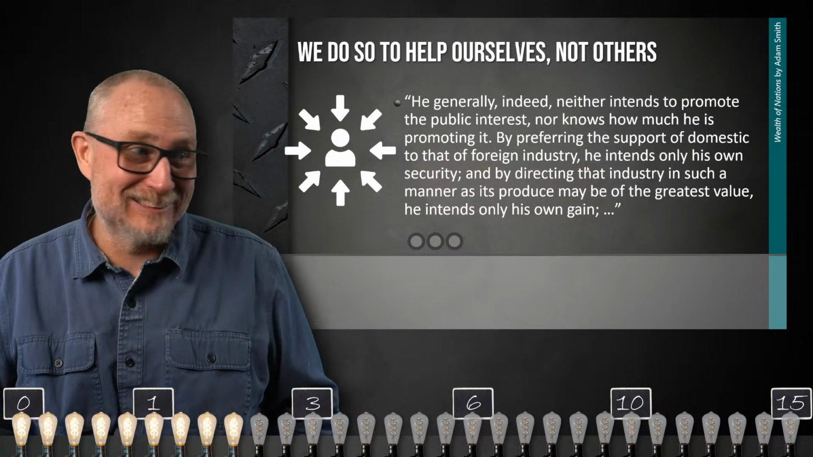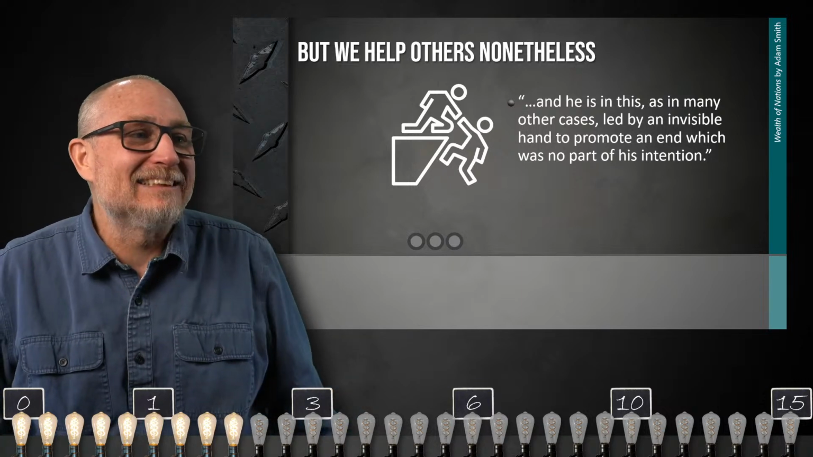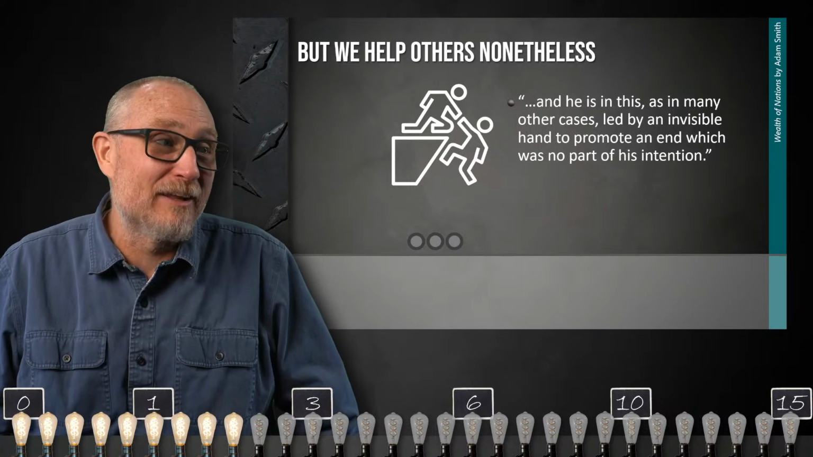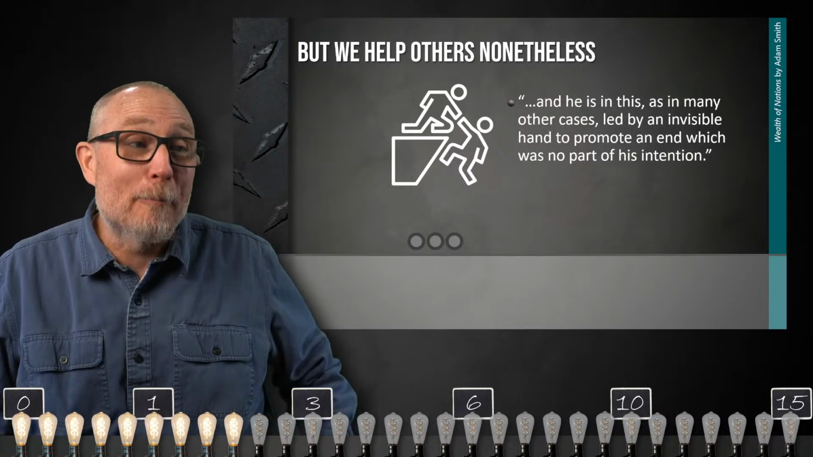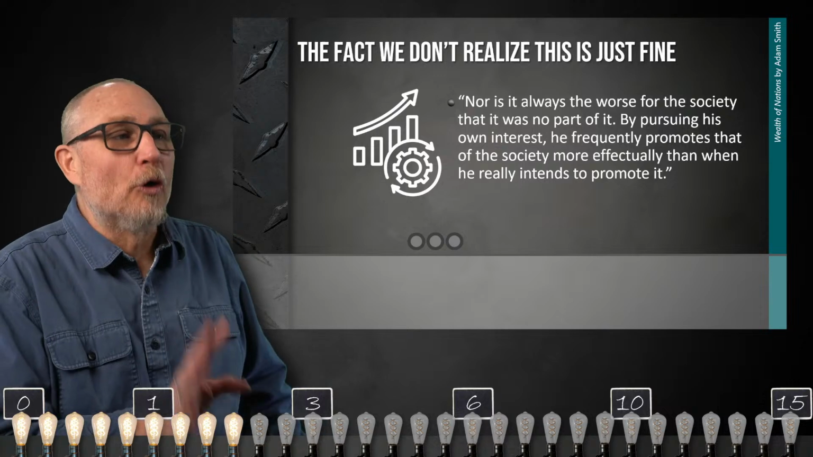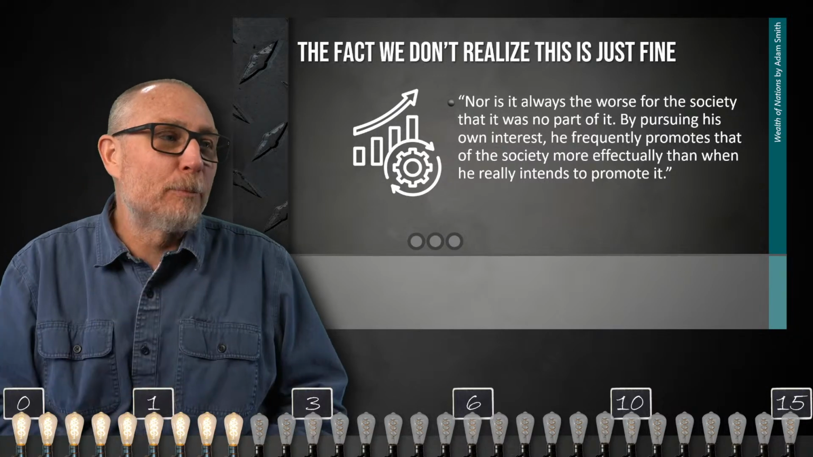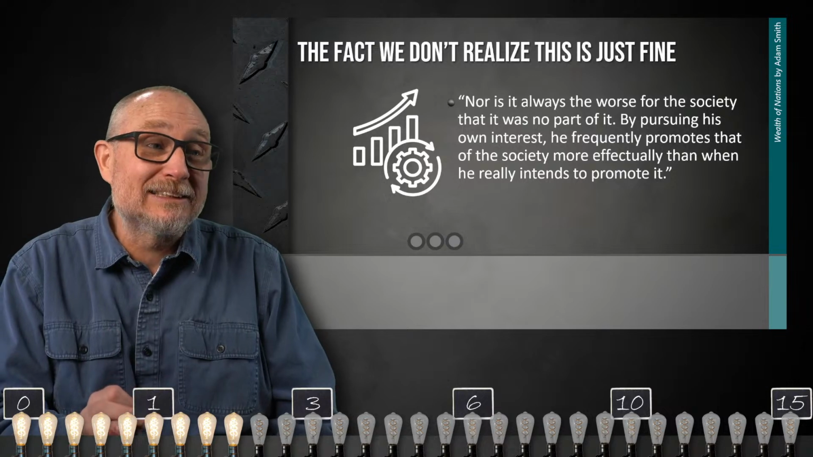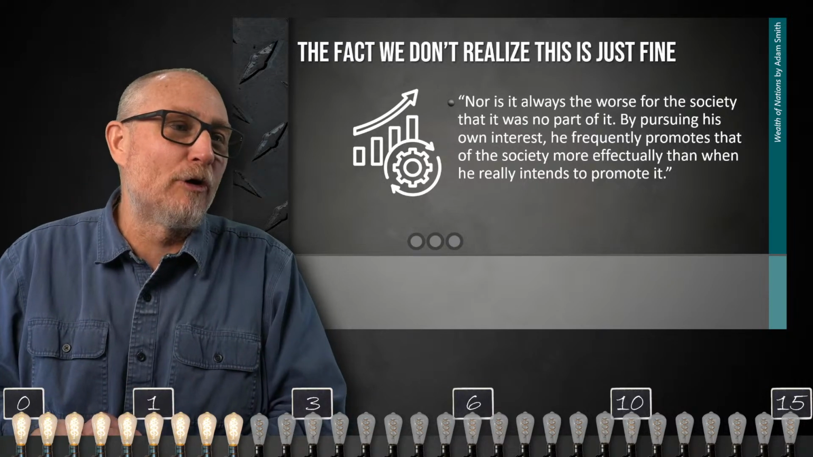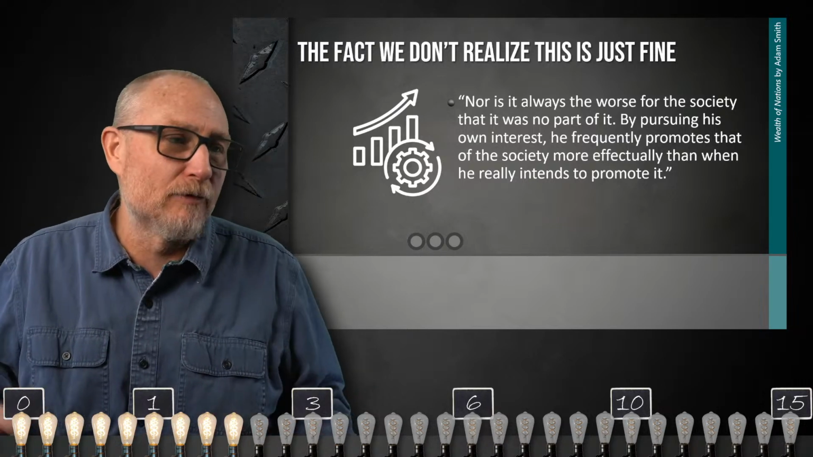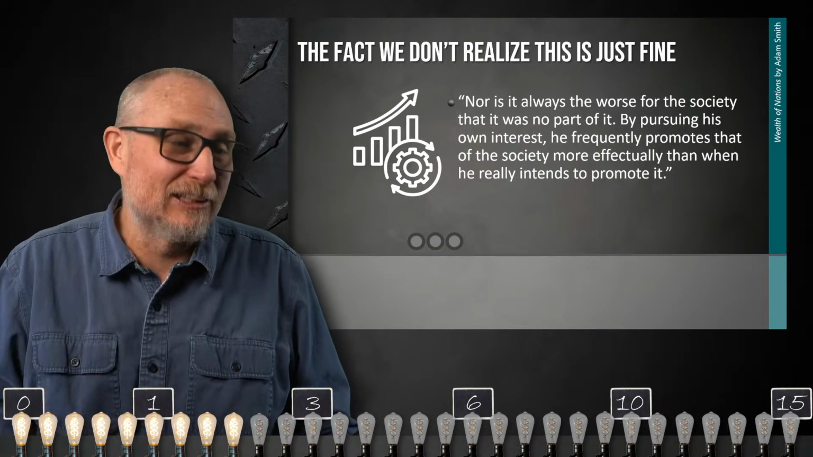However, and here's the end of the magic trick, he is in this, as in many other cases, led by an invisible hand which promotes an end which was in no part his intention, nor is it always the worse for society that it be no part of it. For pursuing his own interests, he frequently promotes that of society more efficiently than when he really intends to promote it.